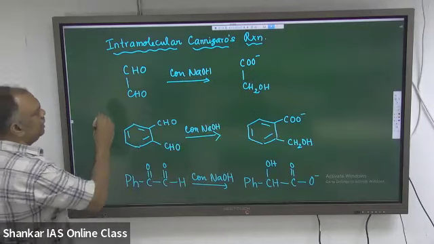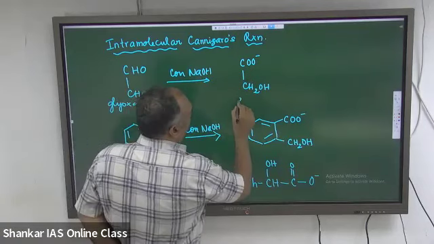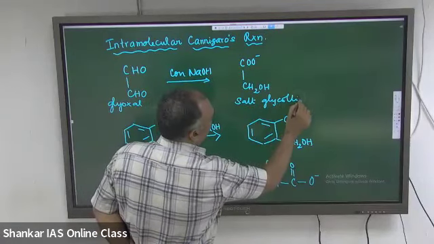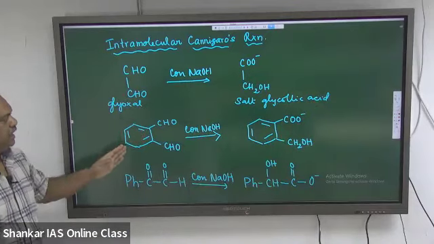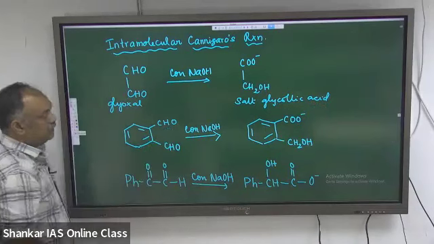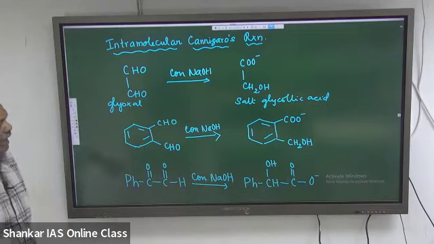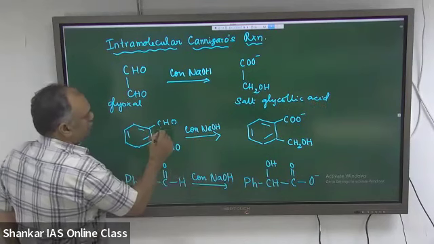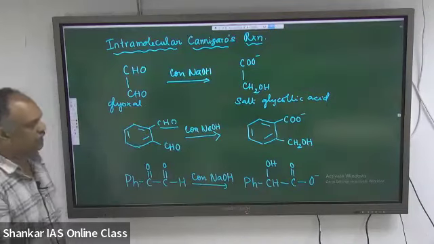So this is glyoxal. Glyoxal is giving the salt of glycolic acid. Yet another example is phthalaldehyde. Phthalaldehyde is a good substrate for intramolecular Cannizzaro reaction. When you subject it to concentrated NaOH, one of the aldehyde functional groups is getting oxidized, and the other group is getting reduced. So it is very easy to do.